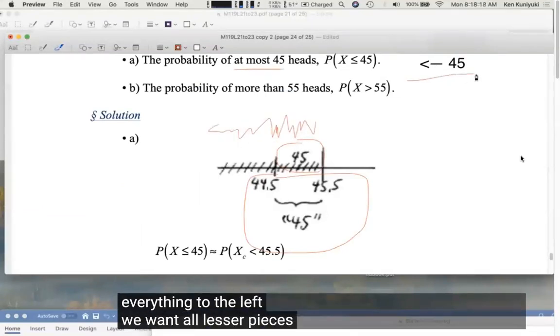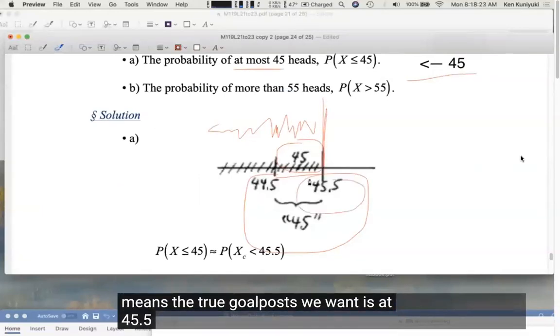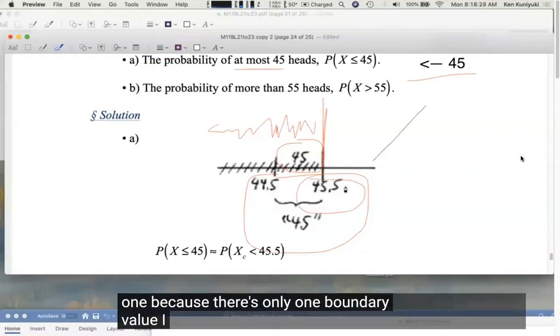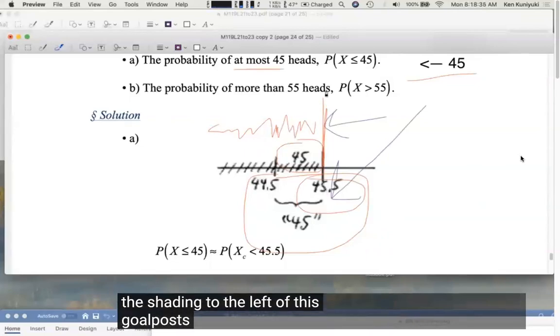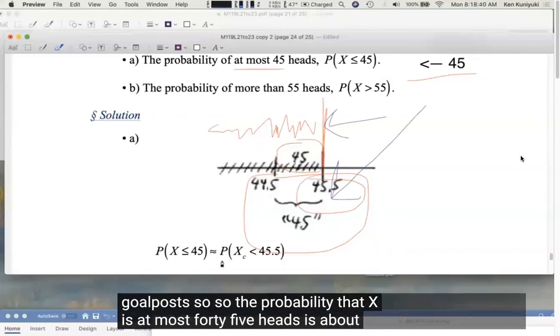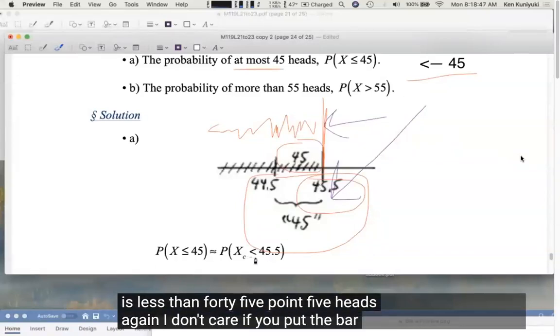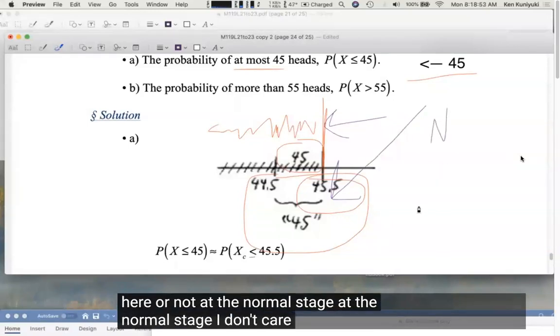We want all lesser pieces as well, which means the true goalpost we want is at 45.5. The goalpost I want, there's only one because there's only one boundary value. I want the goalpost at 45.5, not 44.5, because I want all the shading to the left of this goalpost. So the probability that x is at most 45 heads is about the probability that corrected x is less than 45.5 heads. Again, I don't care if you put the bar here or not at the normal stage.